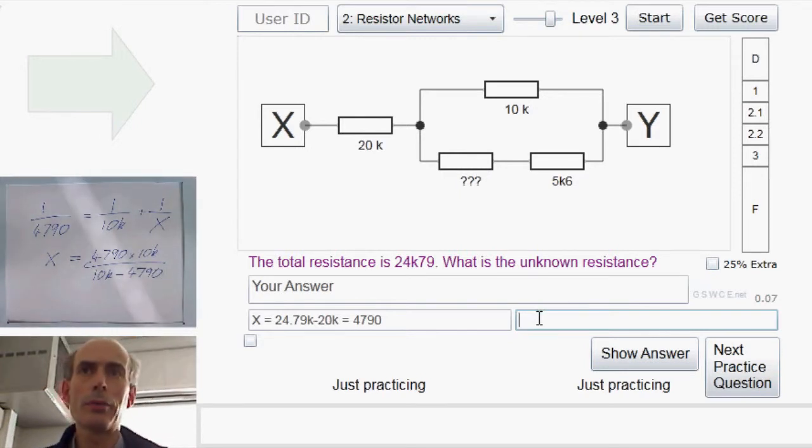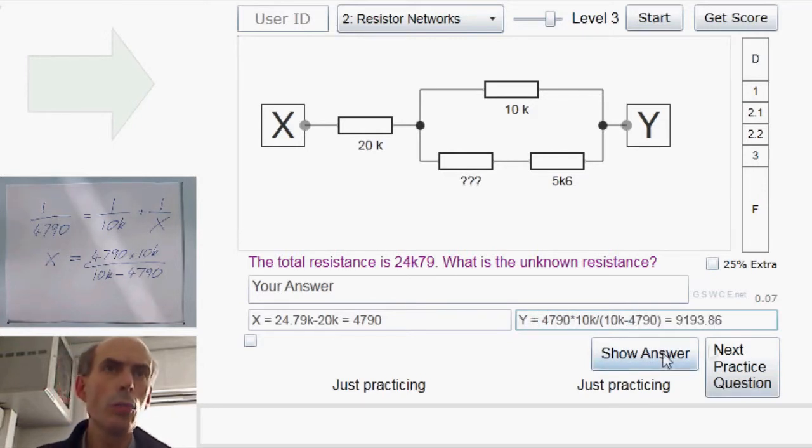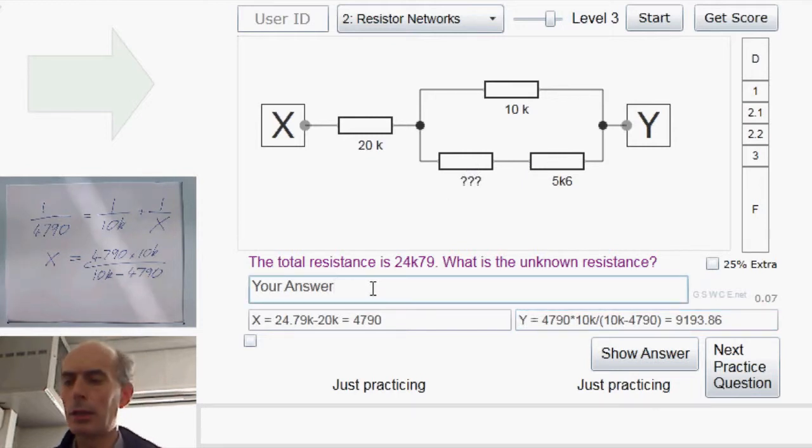and quickly evaluating that, 4,790 times 10K divided by 10K minus 4,790 is 9193.86. So 9193.86 is the series combination of those two. So to work out what this resistor must be, it's just 9193.86 minus 5K6.